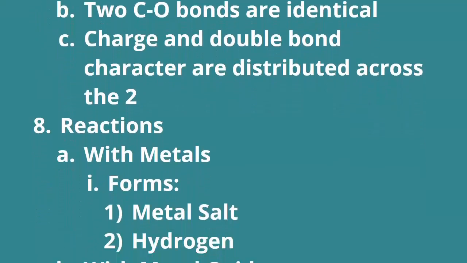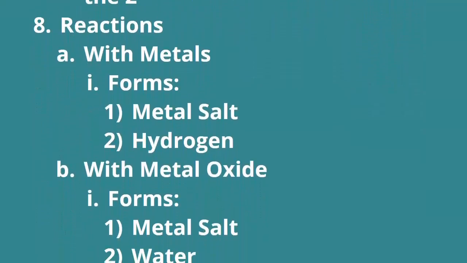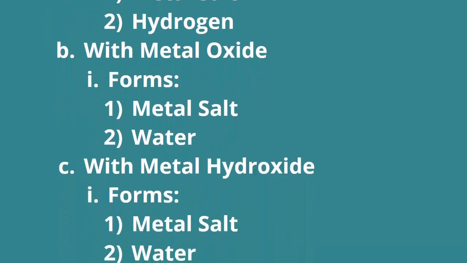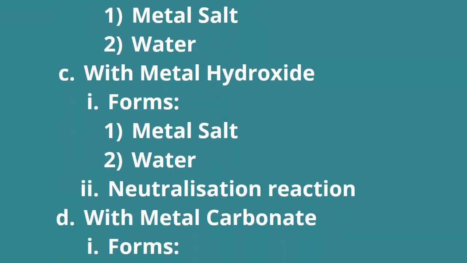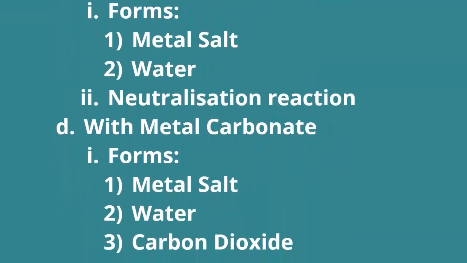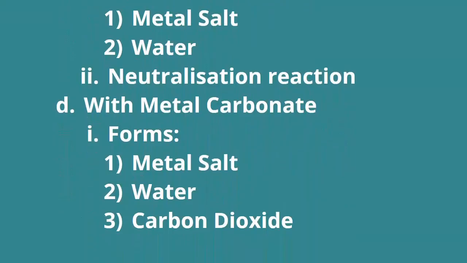If we look at the reactions of our carboxylic acids, they react as acids would typically do. They react with metals to form a metal salt and hydrogen, with metal oxides to form a metal salt and water, with metal hydroxides to form a metal salt and water in a neutralization reaction, and with metal carbonates to form a metal salt with water and carbon dioxide.